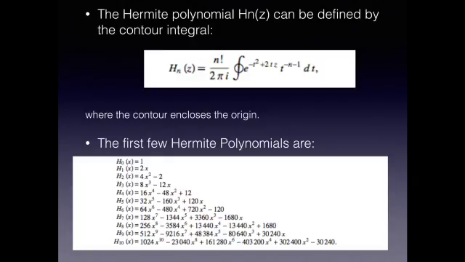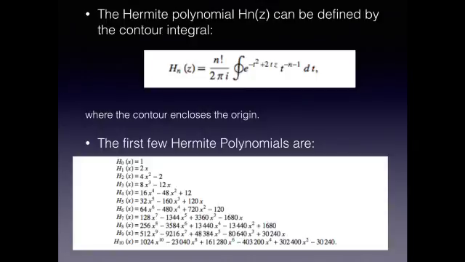So, how do we define the Hermite polynomial? The first way to represent the Hermite polynomial Hn of z is through the contour representation, that is, by using the contour integral. So here Hn of z equals n factorial by 2 pi i closed integral of e power minus t squared plus 2tz into t power minus n minus 1 dt, where the contour encloses the origin.